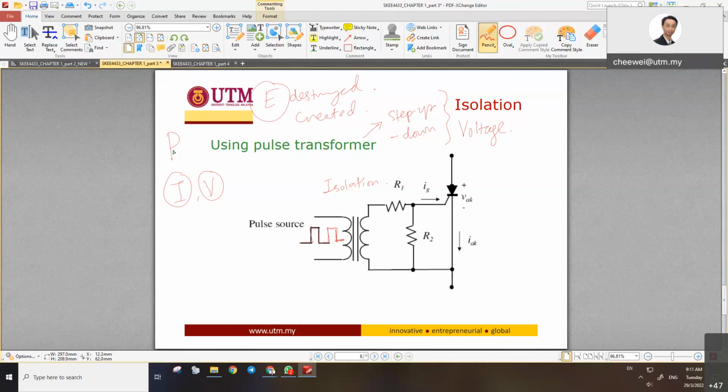So power is related to energy. If you cannot destroy or create the energy, power remains the same. But power equals I multiplied with V, right? So if you manipulate the voltage, the current will change accordingly to ensure that the power is always the same, provided there's no losses. If there's losses, then you have to minus the losses, right? Okay, isolation can be done using transformer.